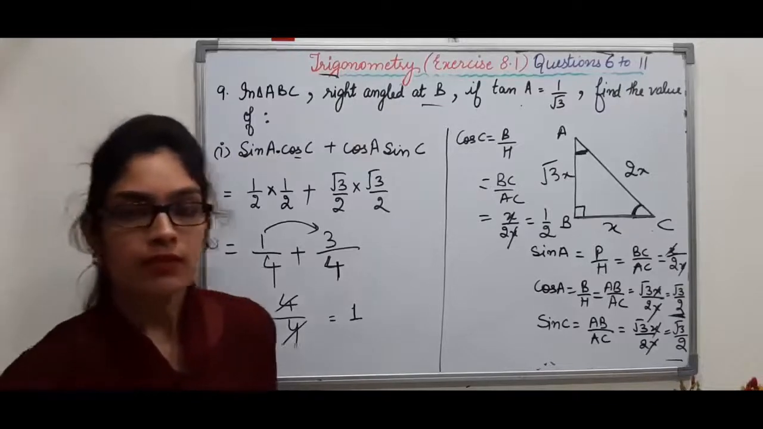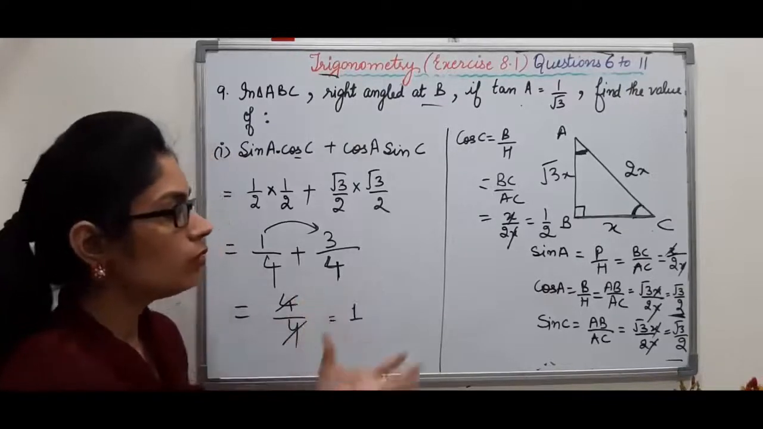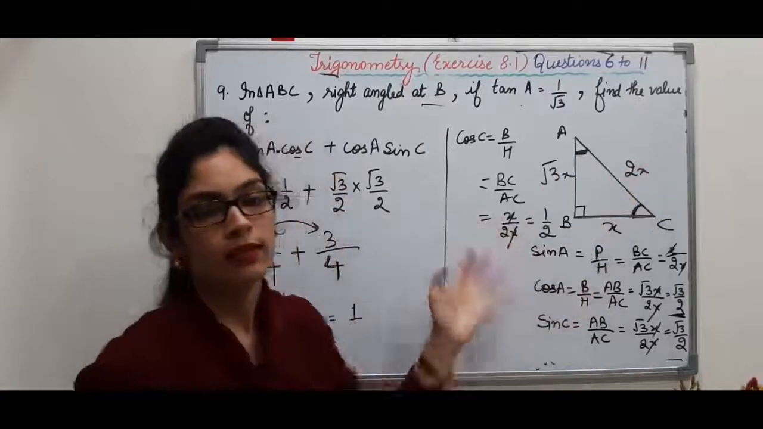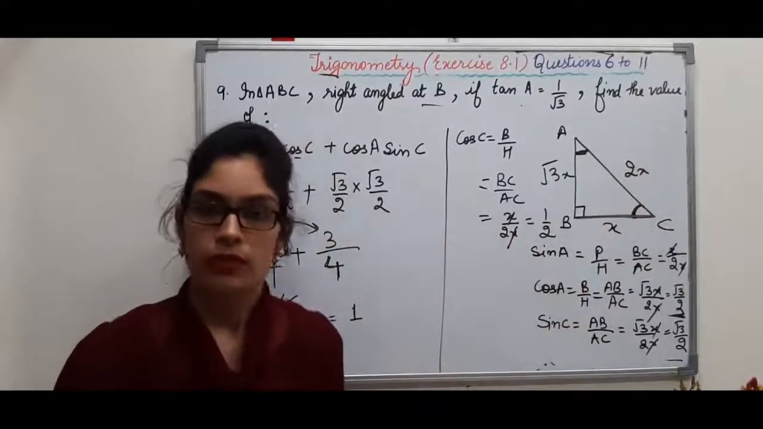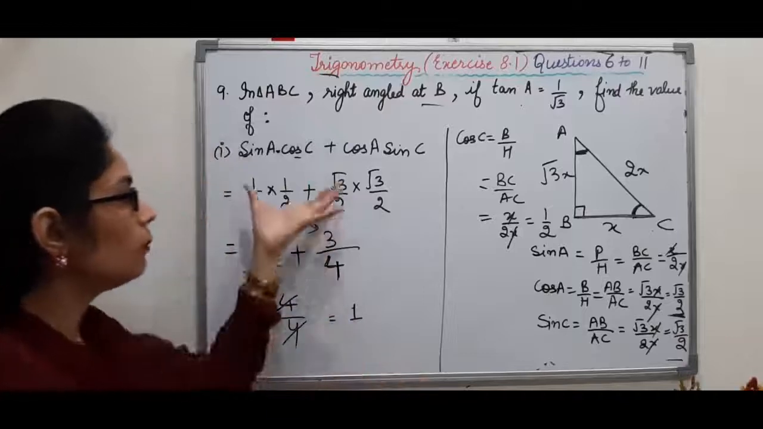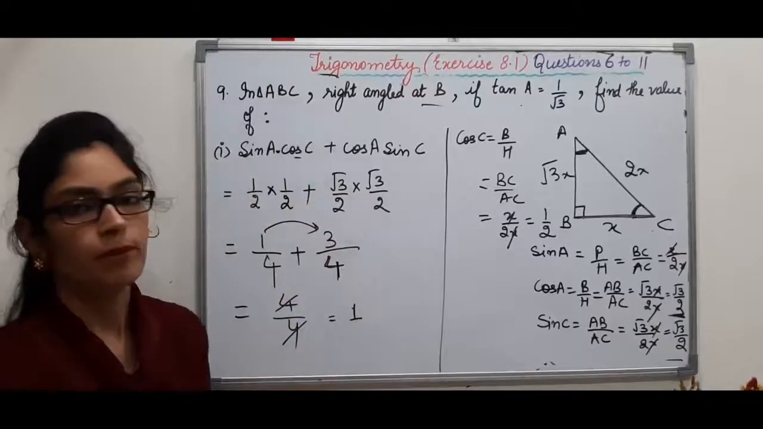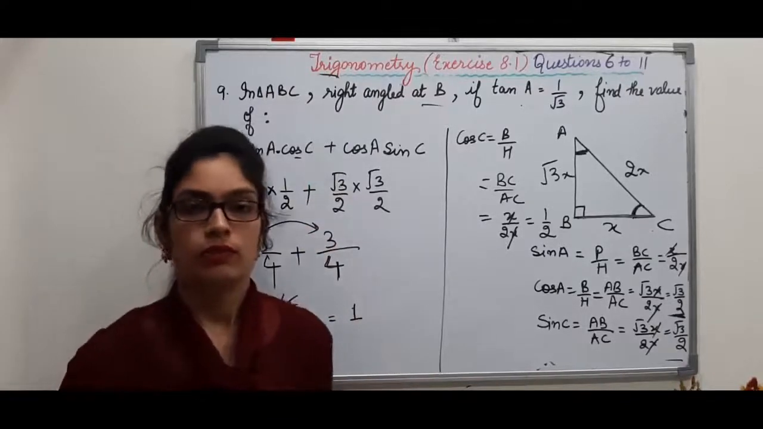So the second part is just similar to this one. First of all, you have to find the third side of the triangle, then find the required trigonometric ratios. Afterwards, you can put in the values and you will get the answer. Now let's do the next question.